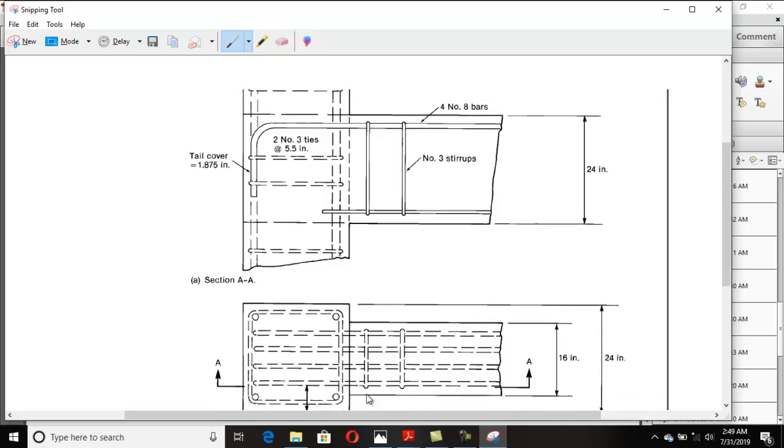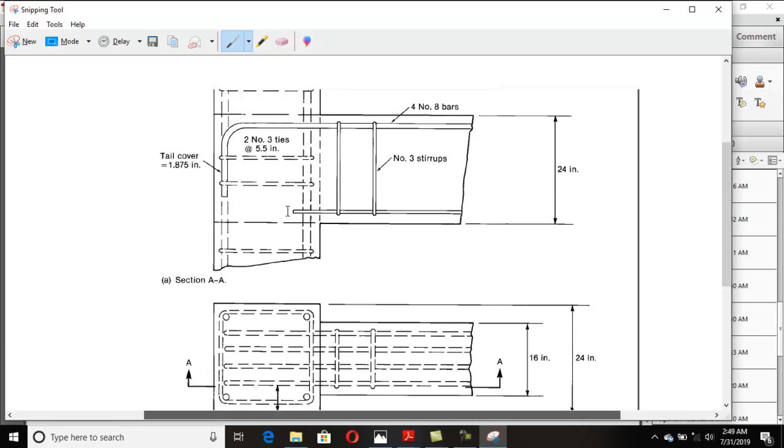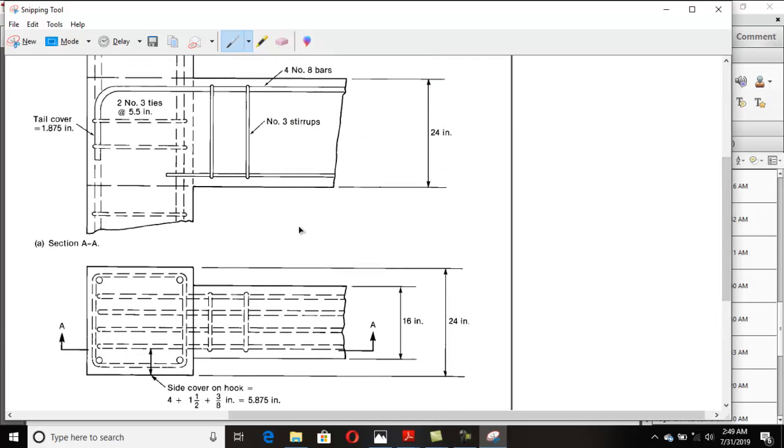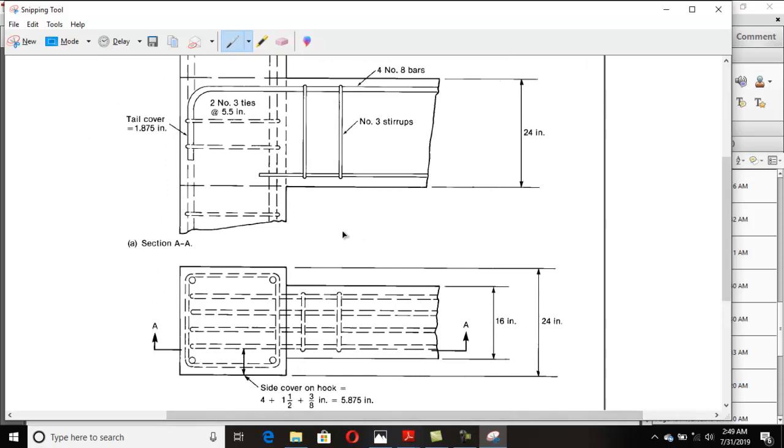Whenever you are solving the hook example, you need both section view as well as plane view, because from plane view you can count your side cover, while from section view you will count your tail cover, and your top and bottom cover. So this is the example. You see that there are four number 8 bars which are negative bars, and this is also a discontinued edge, because the beam is framed into a column.